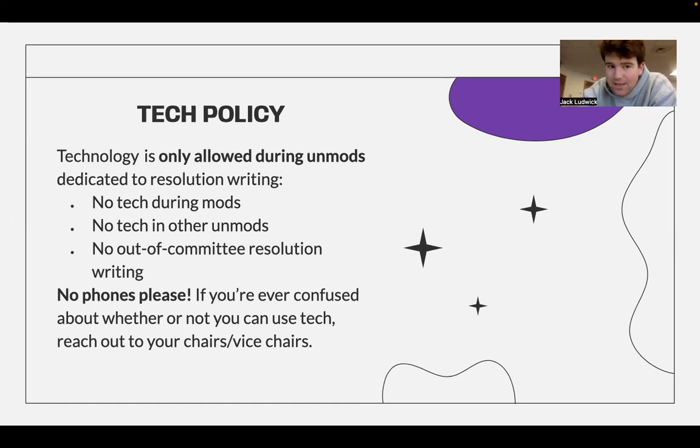And then definitely no out of committee resolution writing. We will be very strict this year on if we catch you writing outside of committee on working papers or draft resolutions, that will be just grounds for disqualification from awards and potential removal from committee. And then one thing we ask, no phones, please.